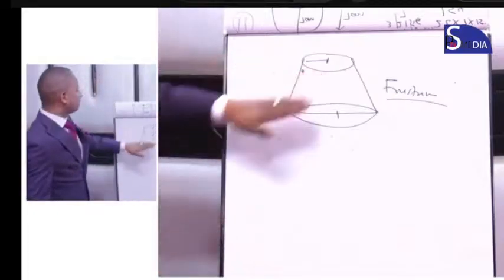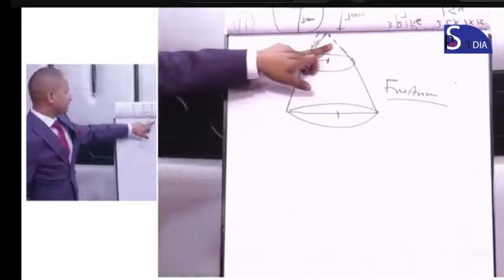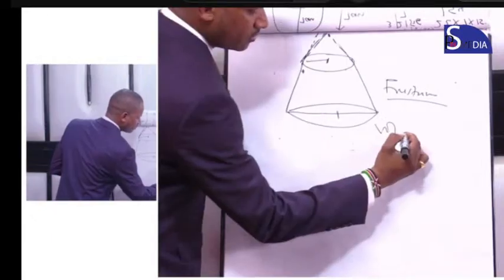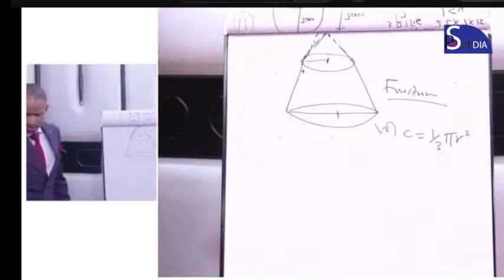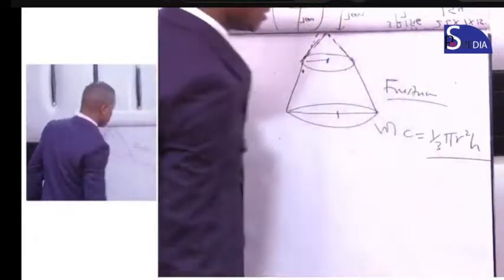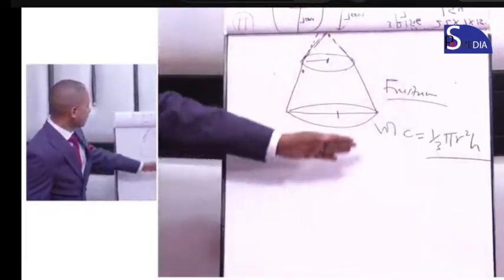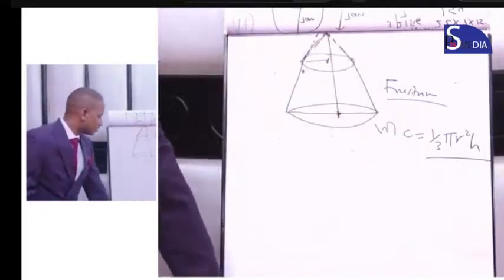So how do you get the volume of a frustum? The volume of the large cone is given by a third pi r squared h. That is the volume of a cone. Then we subtract the smaller cone.